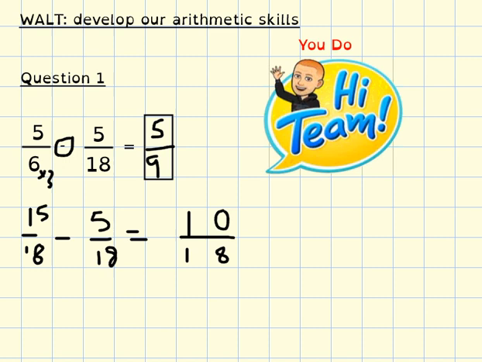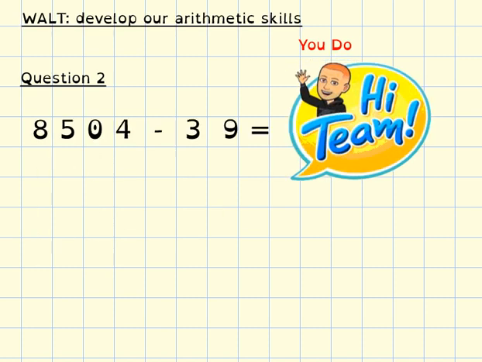Question number 2. 8,504 subtract 30. Well, subtract 40 would get you to 8,464. Because I subtract, should I say, 1 too many, I need to add on 1 at the end to give me a final answer of 8,465.